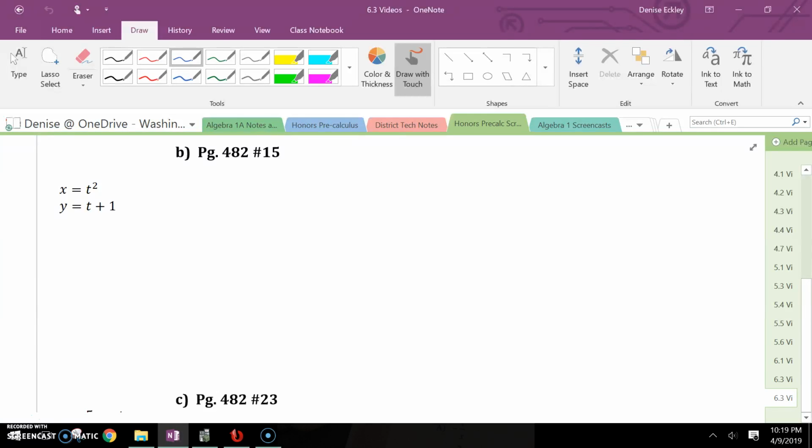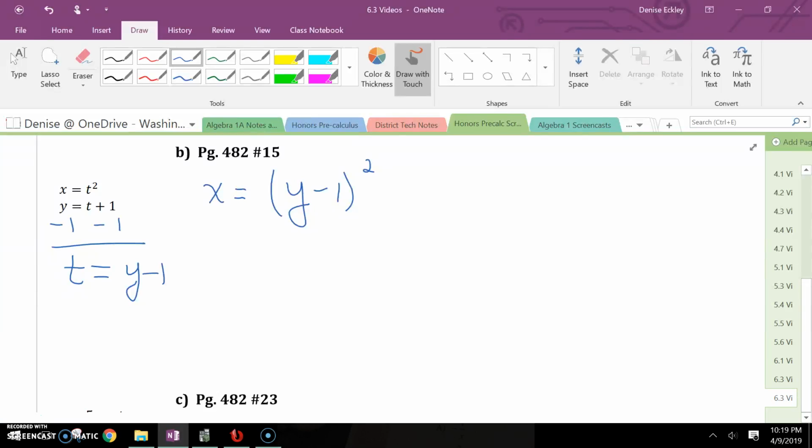So our first step is to get t by itself, which is easier in the y equation by subtracting 1 from both sides. So we get that t equals y minus 1. Then what we'll do is substitute it in the x equation. So our x equation is going to be, instead of t squared, y minus 1 squared.